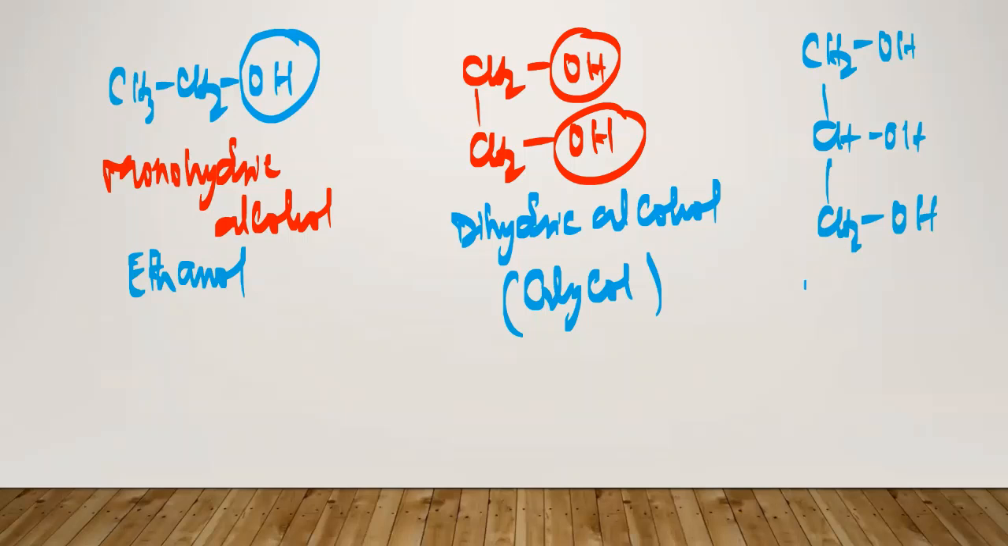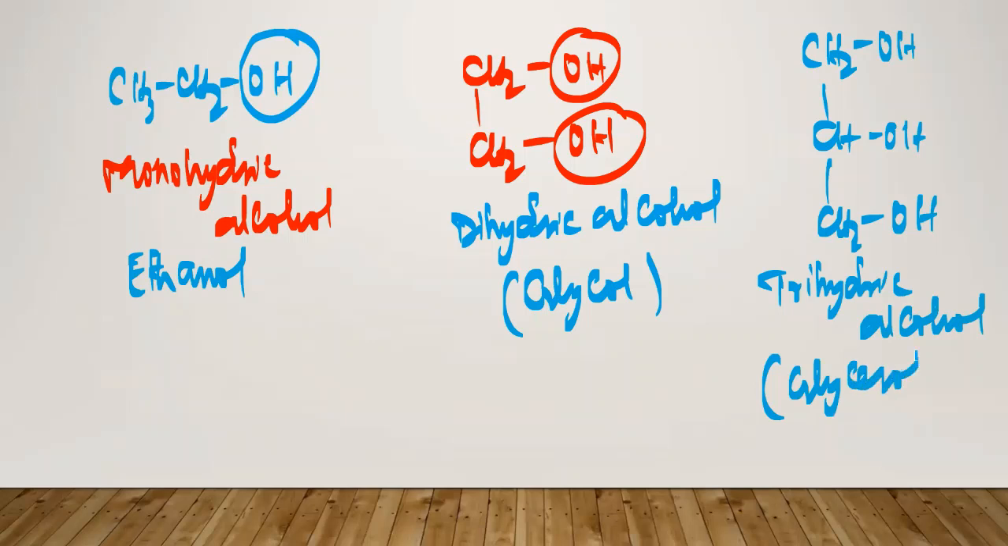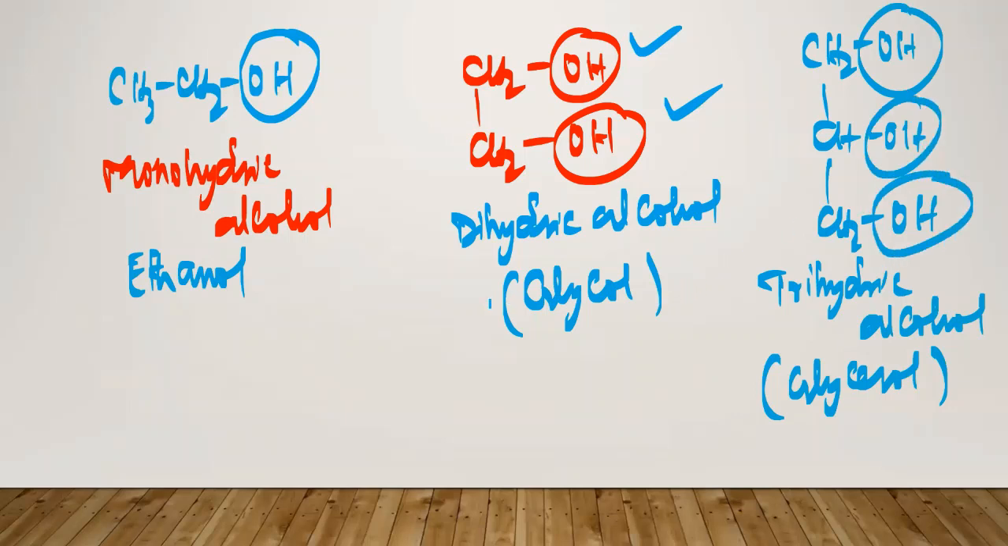Here we have three OH groups. So I can call it trihydric alcohol, or you can also call it polyhydric alcohol. And the name of this molecule is glycerol, my dear friends. So the first one is ethanol, which is monohydric. Then here we have two OH groups, so it's dihydric. And here we have three OH groups, so it is trihydric alcohol, my dear friends.